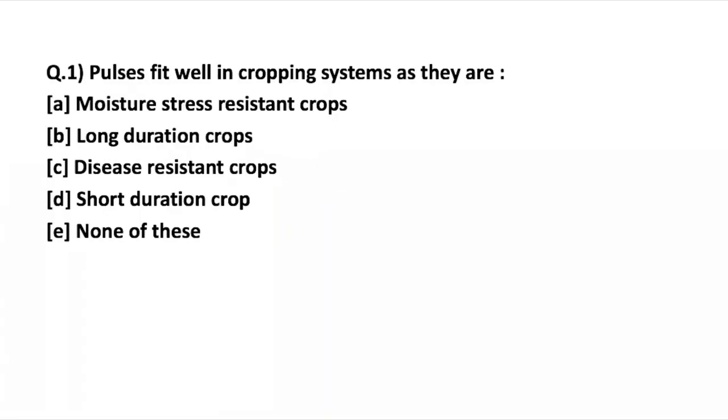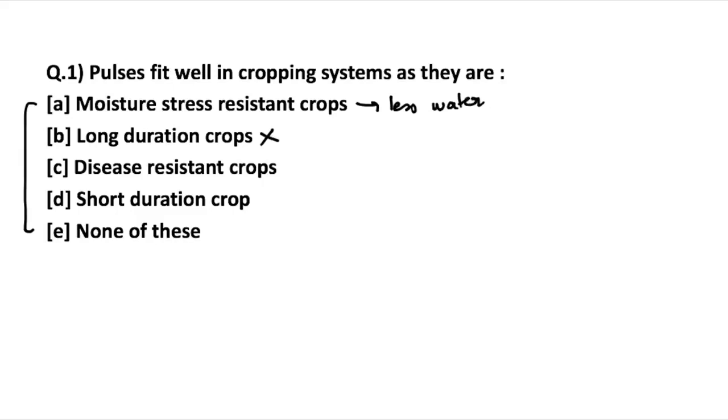Pulses fit well in the cropping systems as they are. So various options are given over here. We need to identify the most appropriate one. The first statement is moisture stress resistant crops. Now this can be the answer as pulses require less water to grow. Let's look at other options as well.